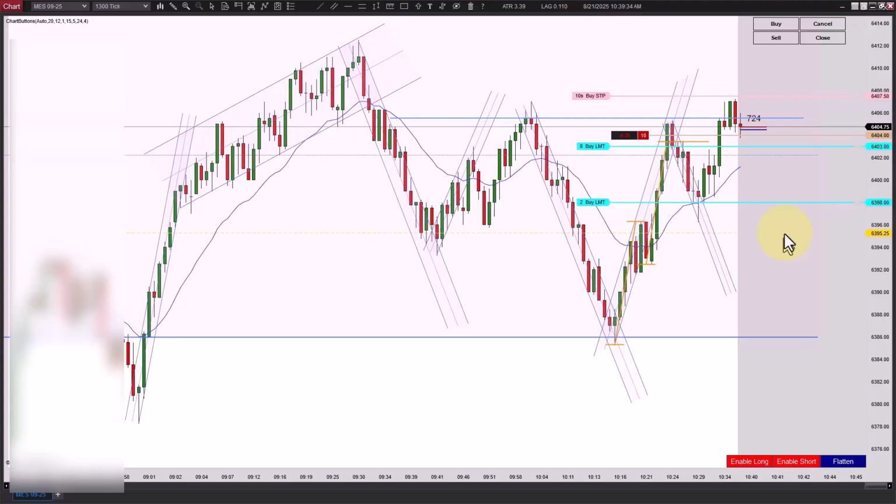Before you go to the ES, I always tell people your mode of succession should be simulator. And when you're ready to go live, go to the MES first so you don't blow all your trading capital. And then once you're successful there, then you can go to the ES. And I think that's the smart way to do it.